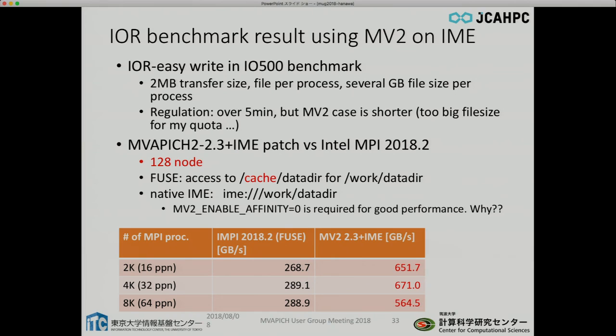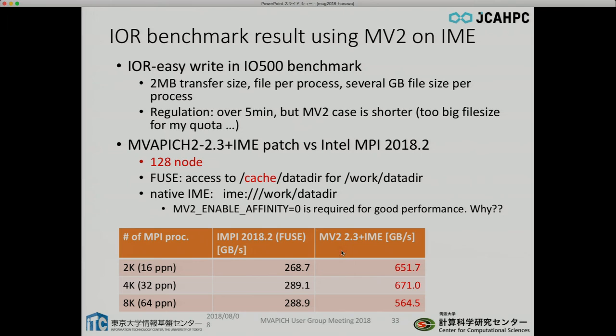Actually, the IO500 regulation specifies over a 5-minute execution, but in the MPACS 2 case, it's too fast. I don't have enough quota size for the file, so I can't satisfy the conditions over 5 minutes. But the bandwidth is very good.